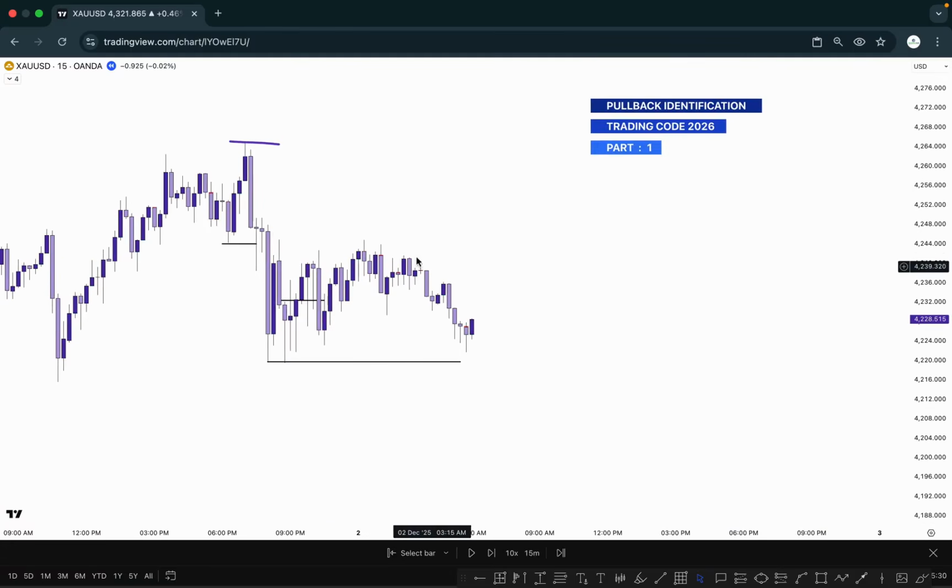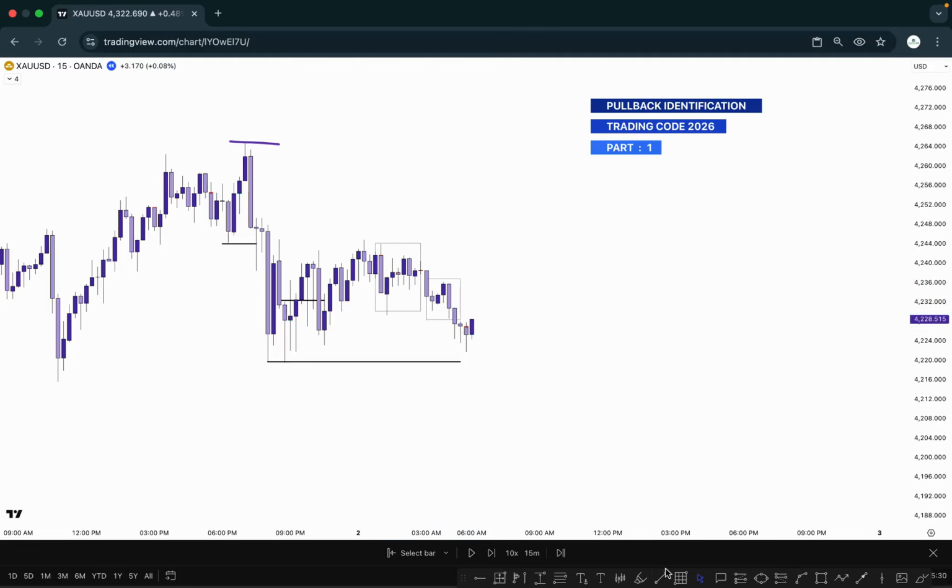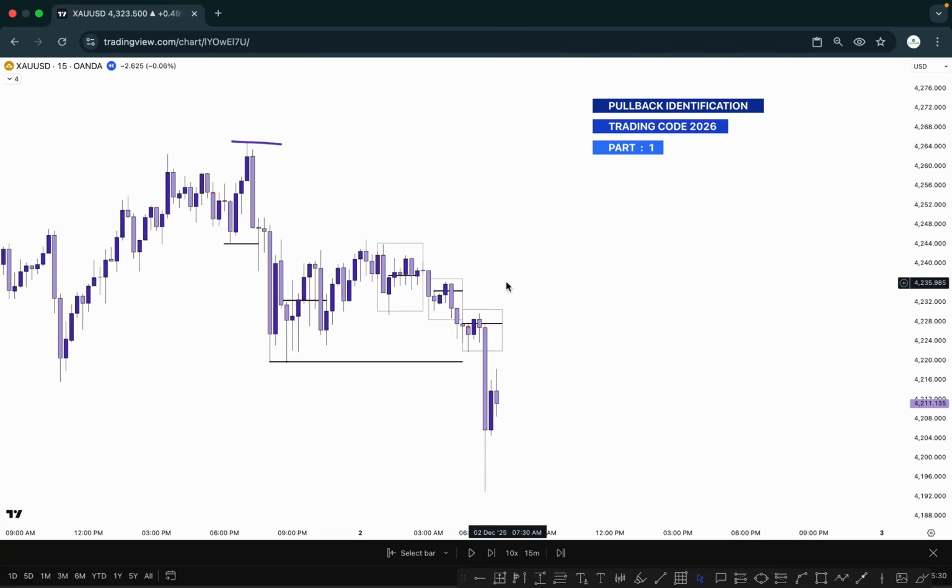And if you are thinking why we are not marking this one as a pullback, of course these are all valid pullbacks, because the market broke the previous candle high in a bearish market, in a bearish structure, like this one, like this one, and this one. So this is the process of how we can mark our valid pullback. These are all valid pullbacks; the only major difference is that this is our major pullback and these are minor, but these are all pullbacks by the definition of a pullback.